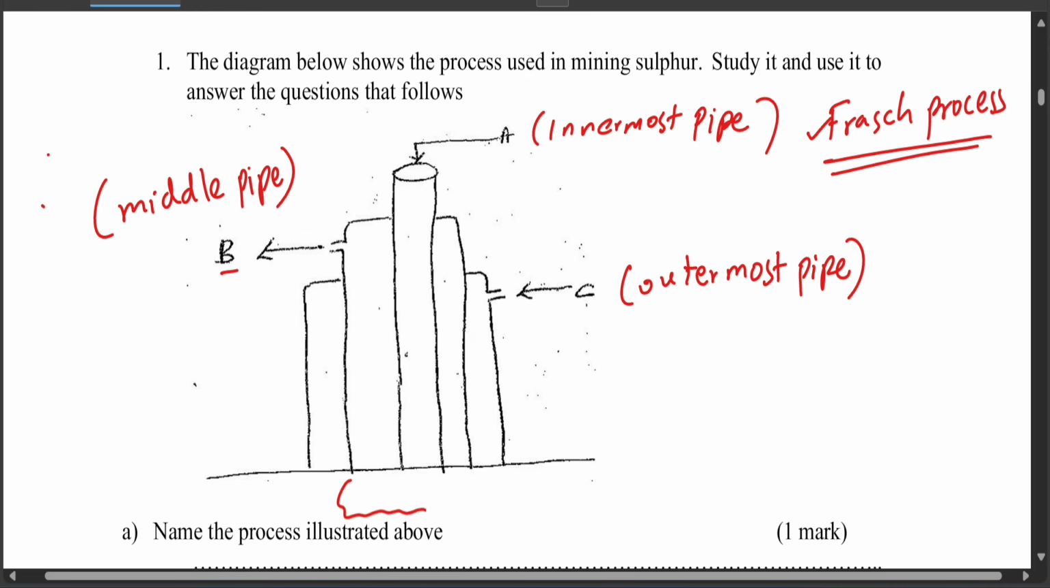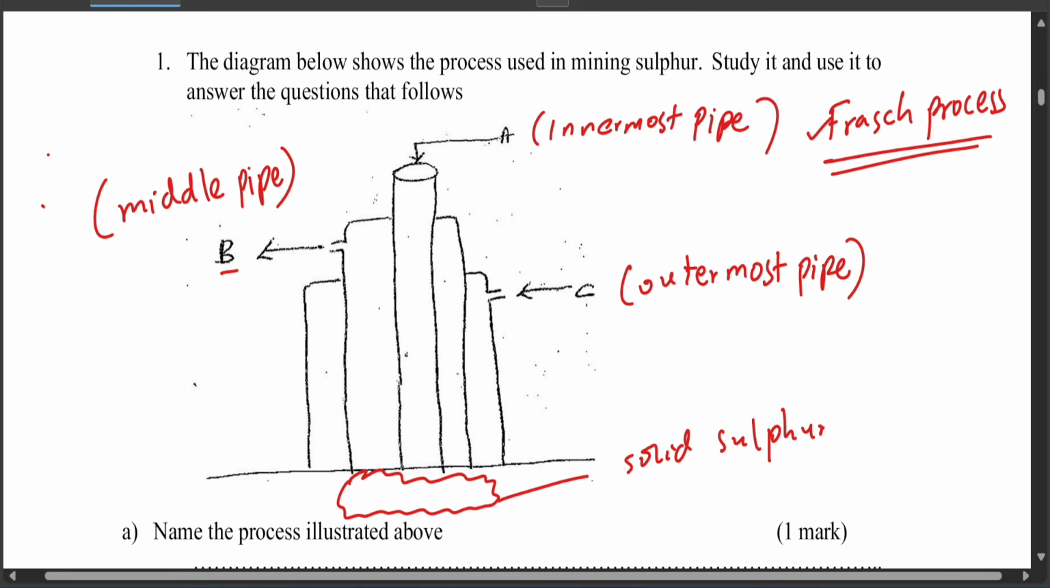So we have deposits here, and the deposits are usually in solid form. How do you remove that solid sulfur from underground to the earth's surface? So how do you get it? These pipes are working together. Each of these pipes will help the sulfur to come out from that underground place, and each of them has its own function.